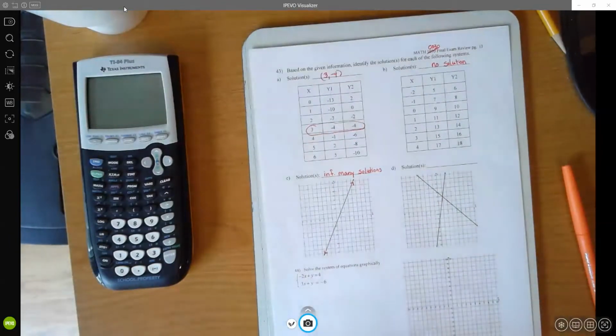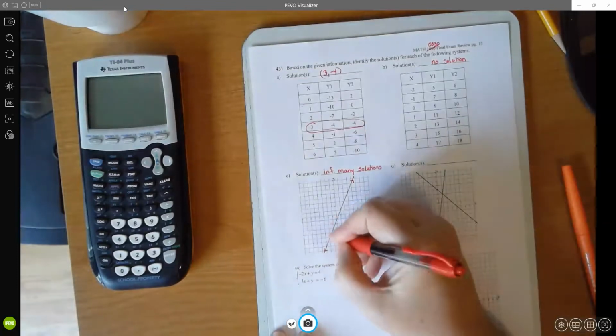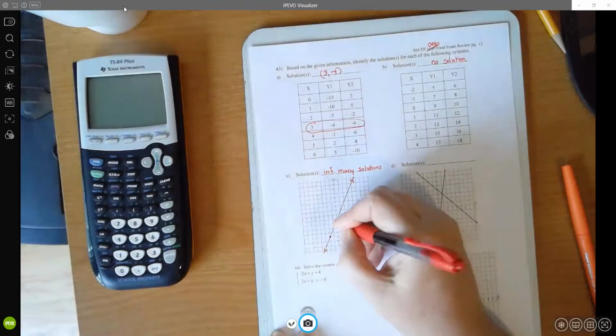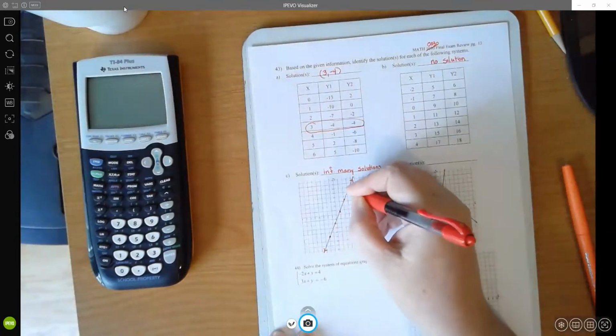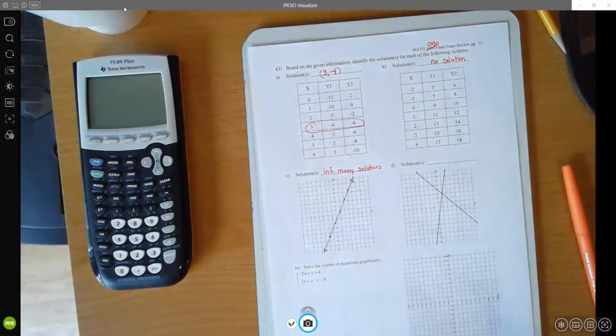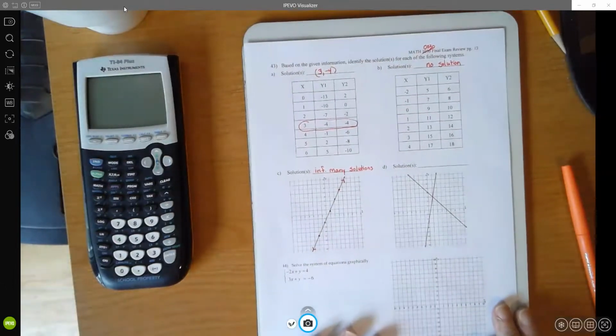And so when the lines are graphed on top of each other, any point that I pick, whether it be here, here, here, here, here, any point that makes one line true automatically makes the other line true. And so there are infinitely many such points, and so there's infinitely many solutions.